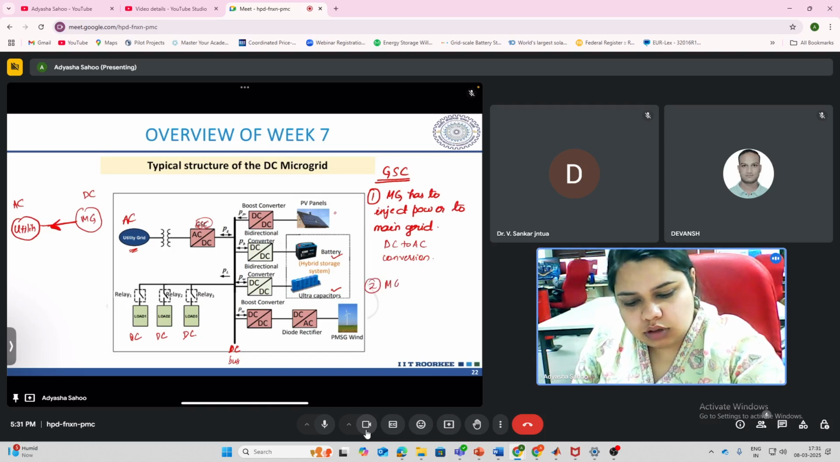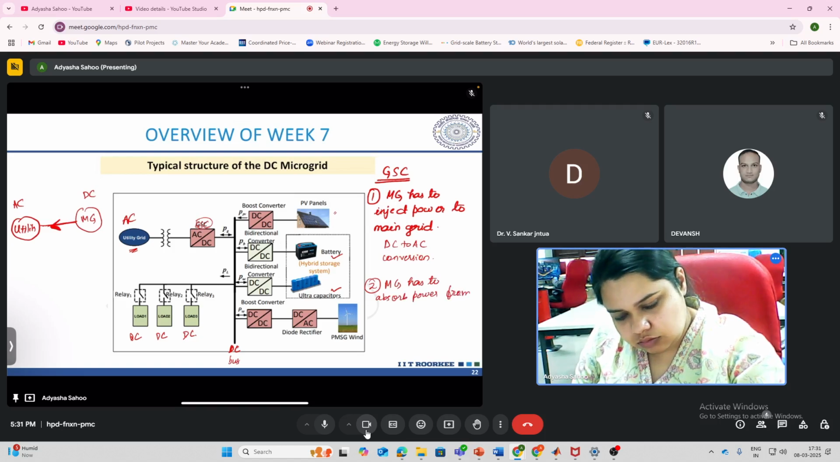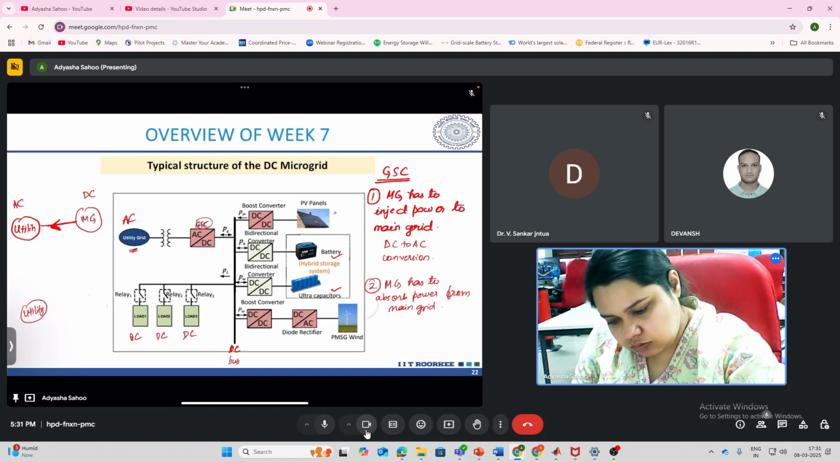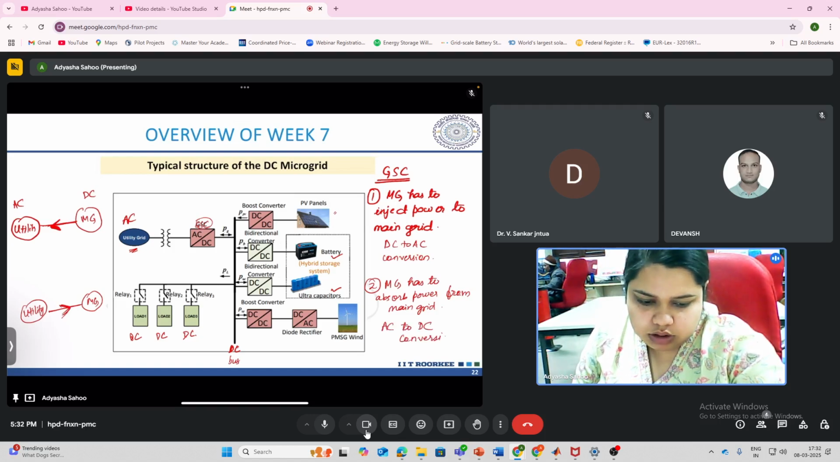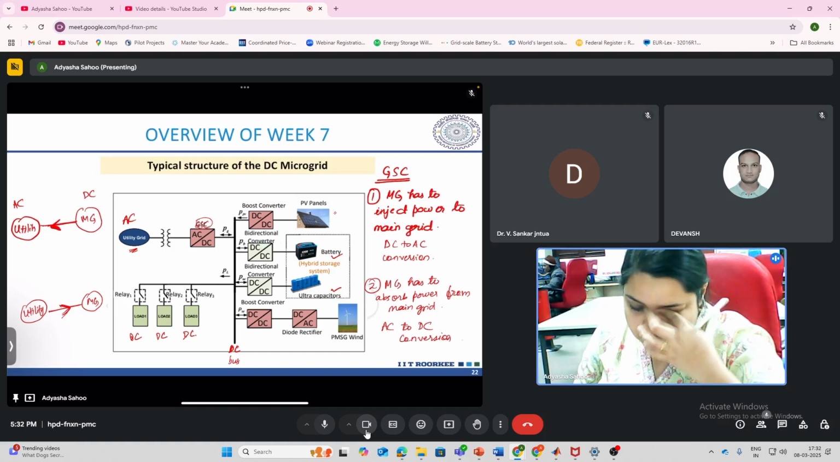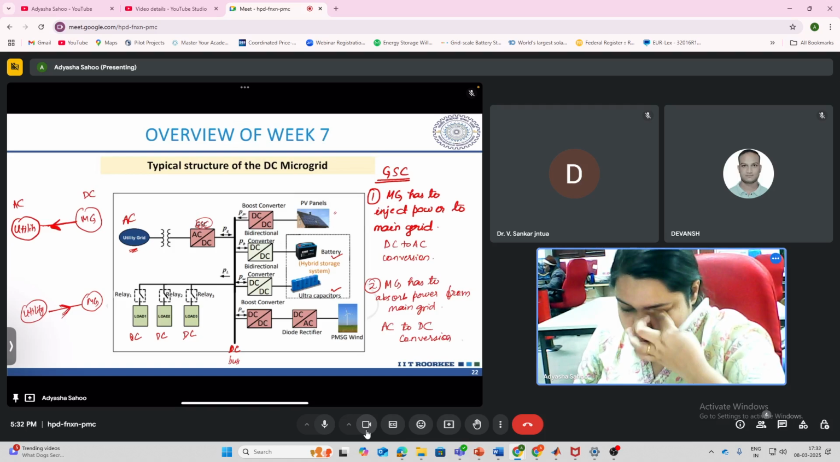Now, if the microgrid has to absorb power from the main grid, so power flows in this direction. So AC to DC conversion. So depending upon the direction of the power flow in the boundary line, the grid side converter has to function accordingly.